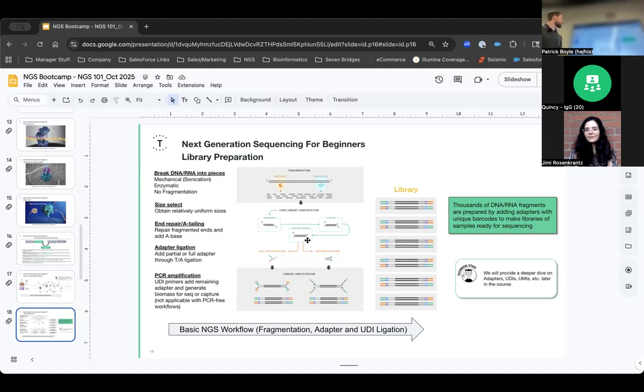So, library preparation. I know we kind of went into this a little bit with the video, and I've been hinting at the process, but this is actually the step-by-step. This is important to know because this is something that we sell. We sell multiple flavors of this.